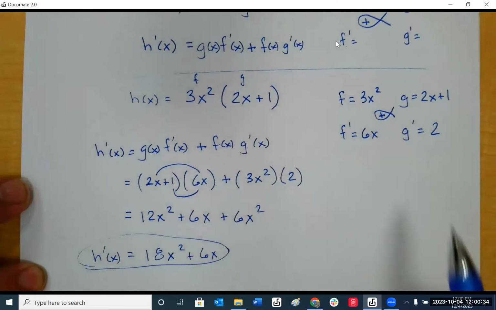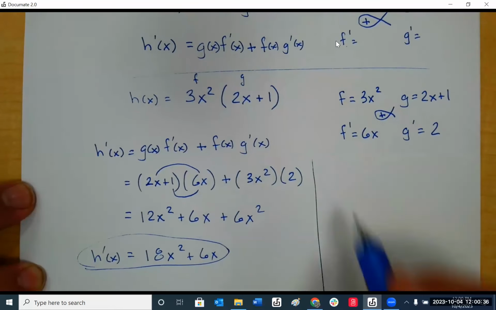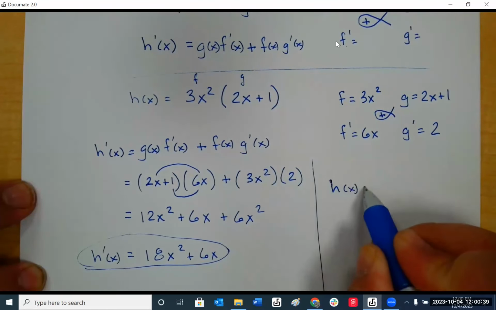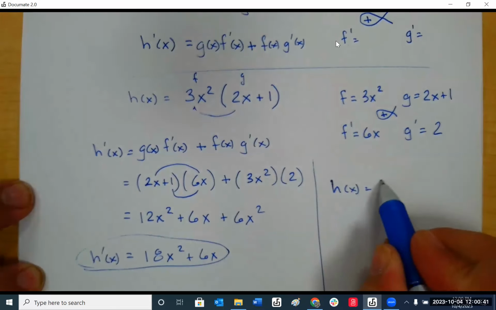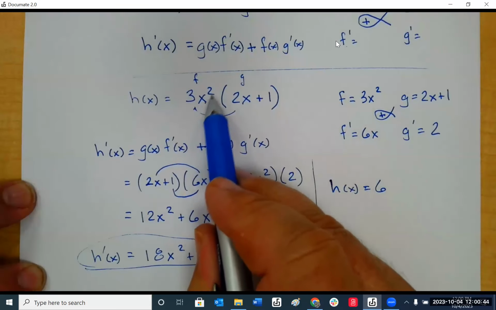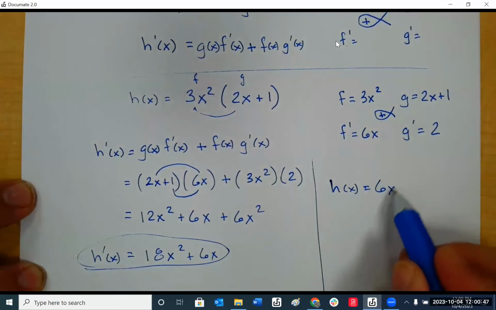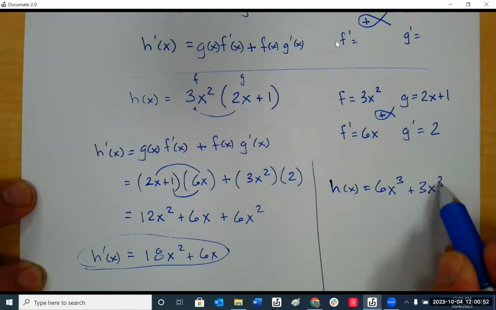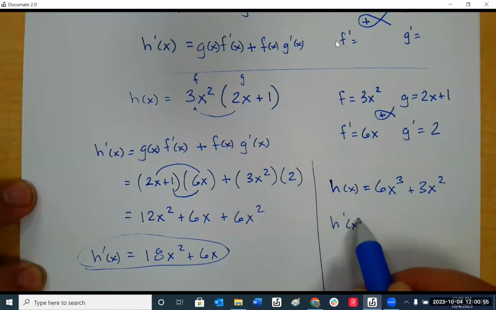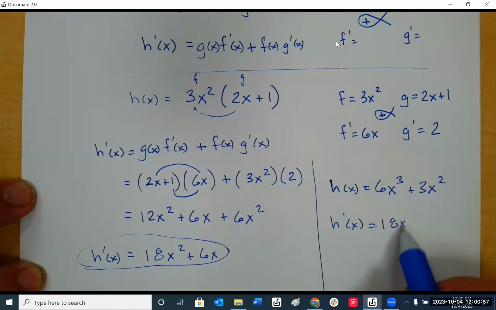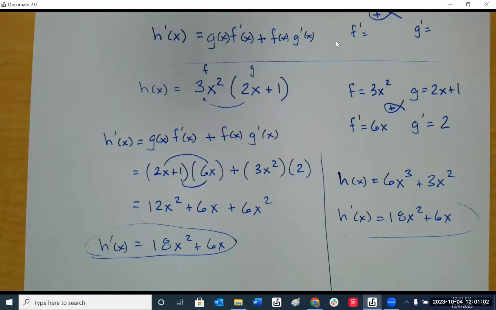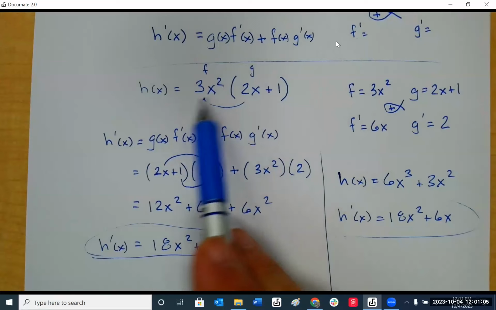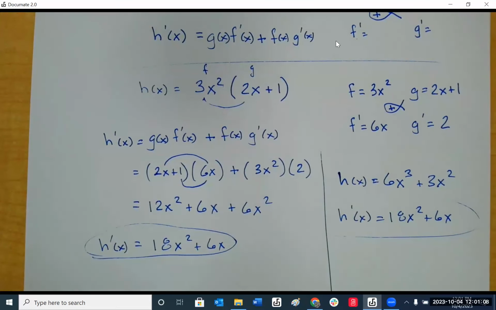Let's first multiply these out. So we have h of x: 3 times 2 is 6, x squared times x is x cubed, plus 3x squared. Yeah, so the same thing. So now you know that if it's an easy equation, you can combine them first, or if it's two large polynomials, do them separately.